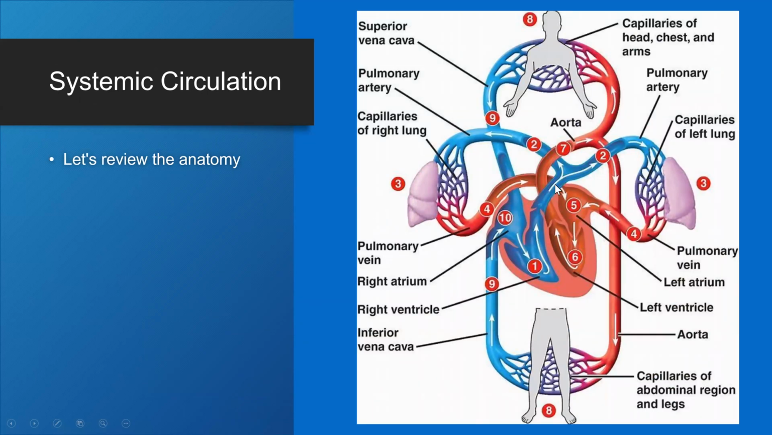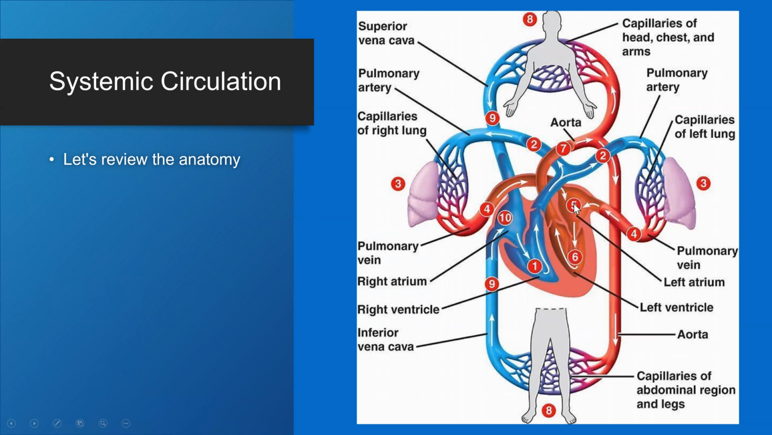On this slide, you can see pulmonary circulation. You can start here with number 1, so it's number 1, 2, 3, 4, 5. That's pulmonary blood from the right ventricle to the lungs and back to the left atrium.